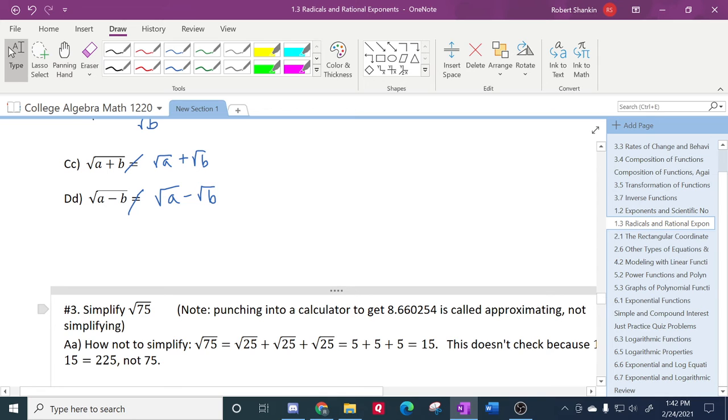Well, it depends on your application. It might not be nearly accurate enough if you're doing some application like sending a rocket ship to Mars or something. You might need a lot more accuracy than this.